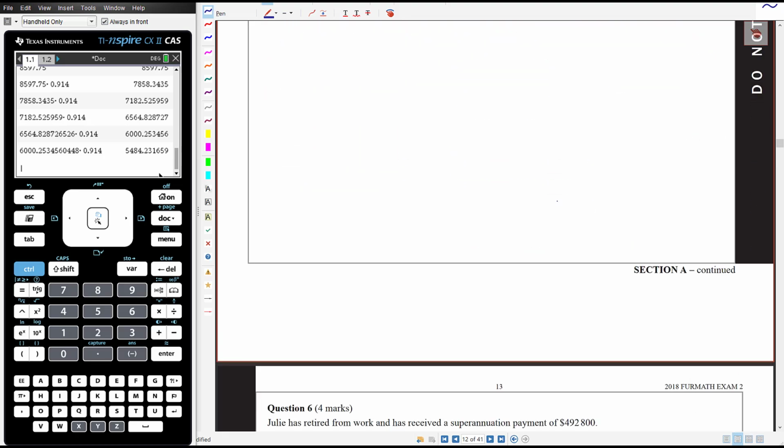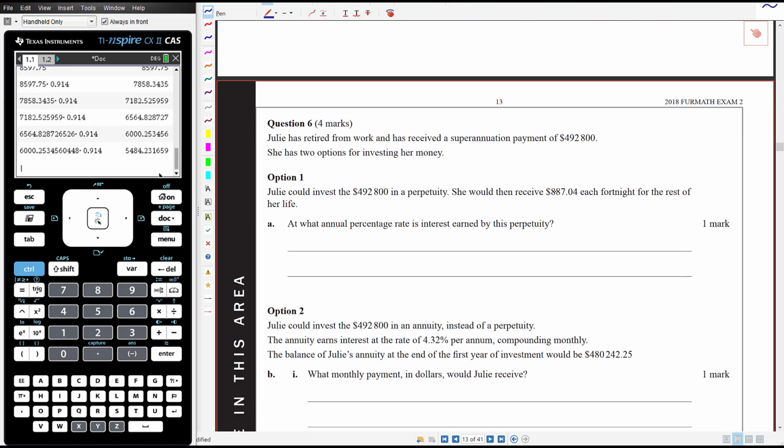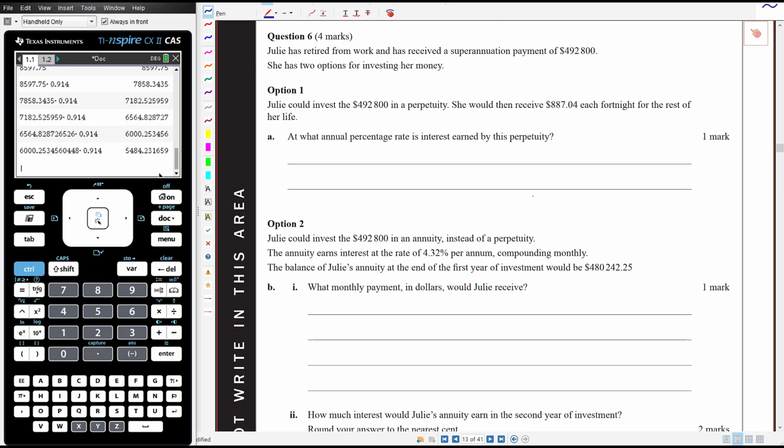Okay, so question 6. Julie has retired from work and has received a superannuation payment of $492,800. She has 2 options for investing her money. Julie could invest the $492,800 in a perpetuity. She would then receive $887.04 each fortnight for the rest of her life. At what annual percentage rate is interest earned by this perpetuity?